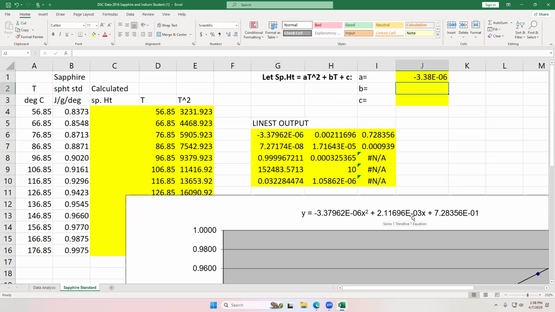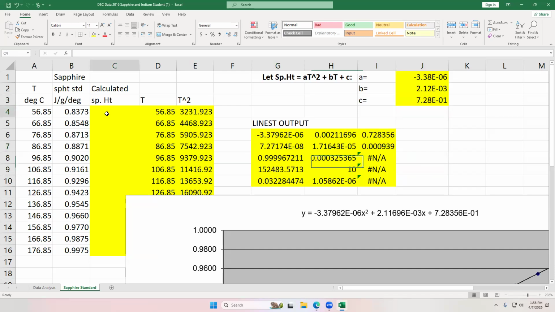0.002196, 2.196 times 10 to the negative 3. That's what that is. So this is b in our expression. So this is equal to b. And C is 0.728356. So that's our C. This is C right there. And the uncertainties in A, B, and C are down here, okay?